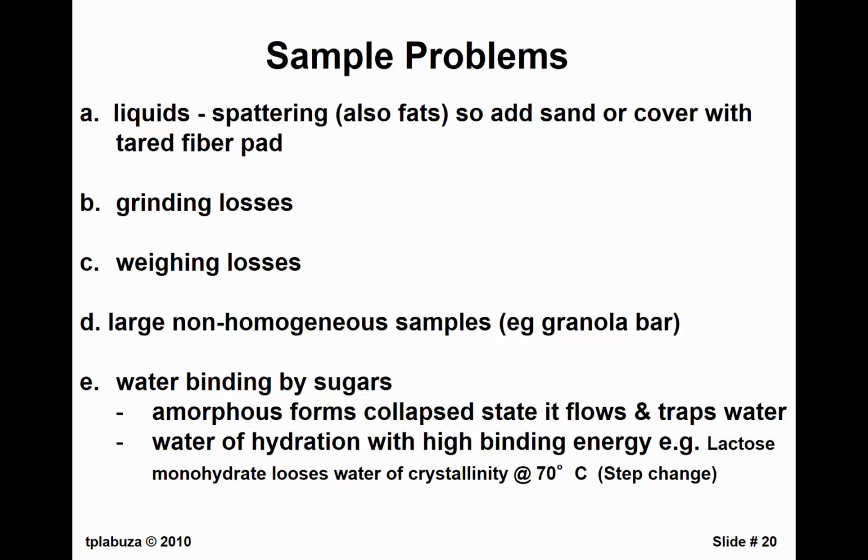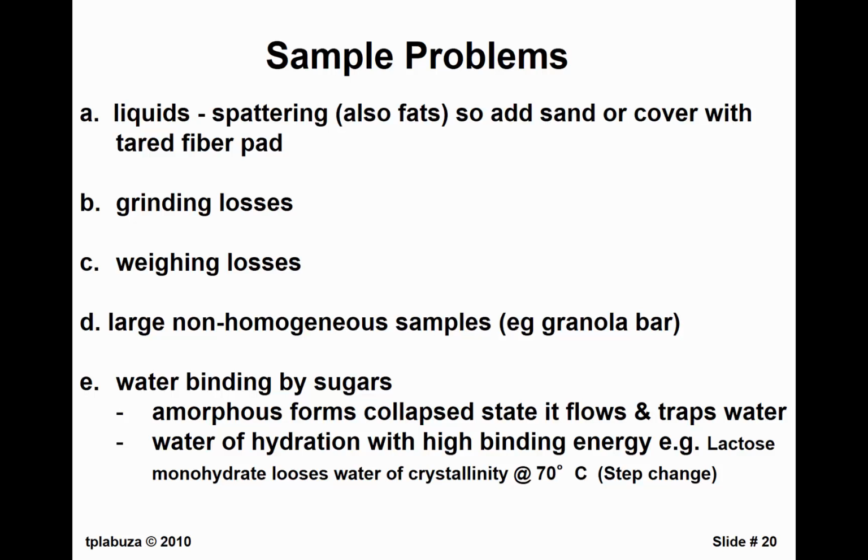Grinding the product can cause some losses. In weighing, sometimes you get some losses depending on if it's a very light powder, sometimes things blow away when you're moving stuff. Now, why do we grind? Well, we have many times heterogeneous materials, different things in there, and so we want to get the whole moisture of the whole product. It's like a granola bar. It's a large, non-homogeneous product, so you've got to grind up the whole thing, and that creates a problem.